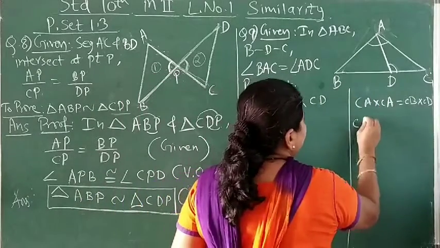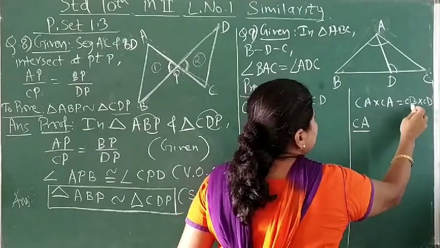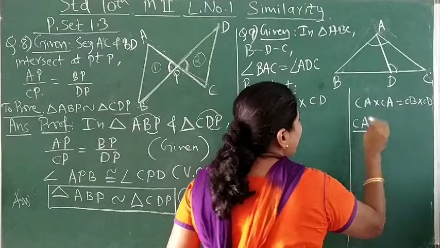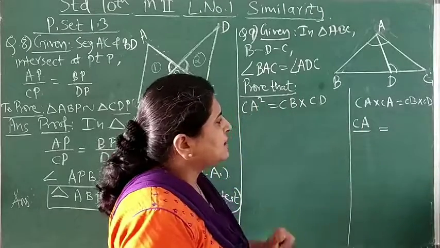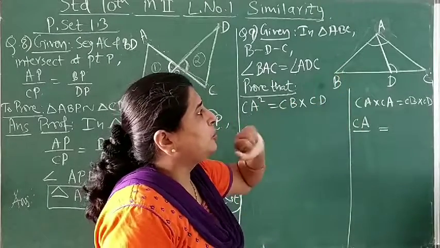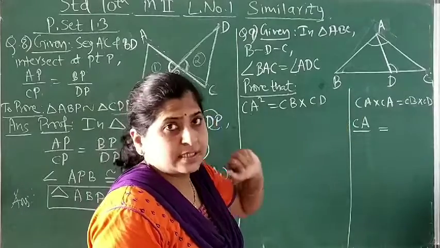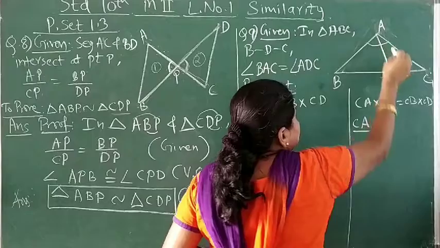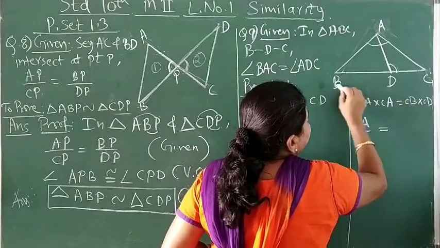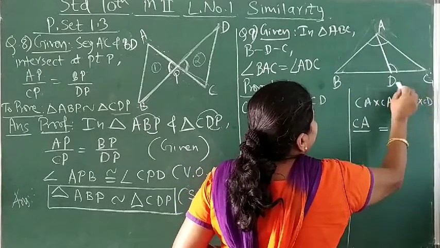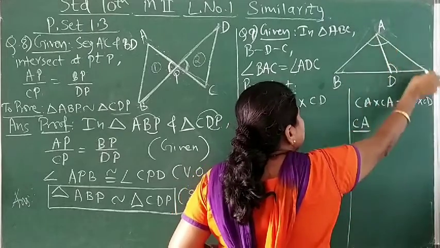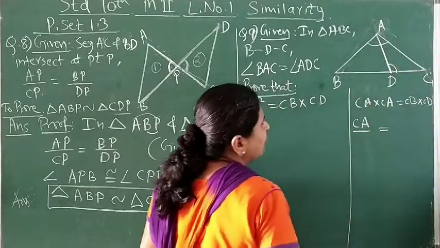Suppose here if we are taking CA, we should select either CB or CD to come in the denominator. To select this, first we have to identify which are the two triangles in which the sides are located. Now what is this CA? CA means it is AC. And what is this BC? BC, and this is CD. So CA is a side twice.